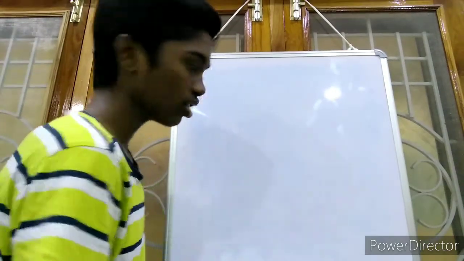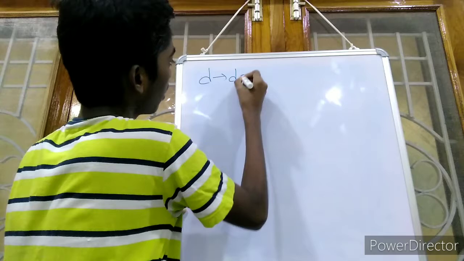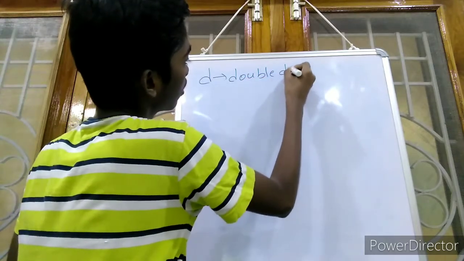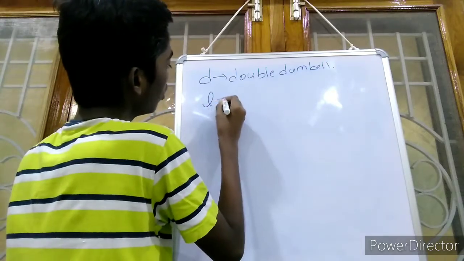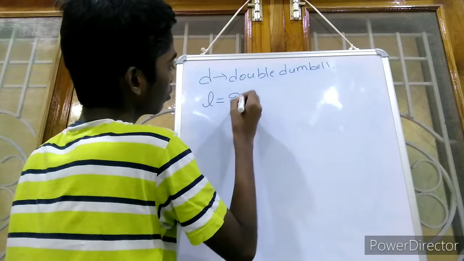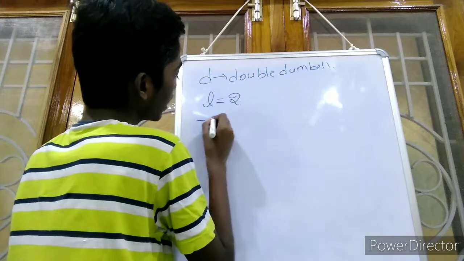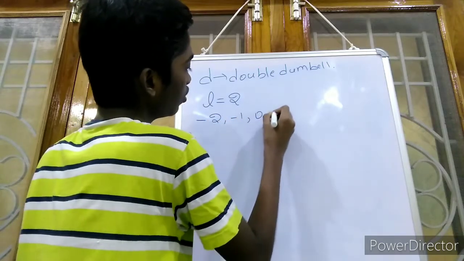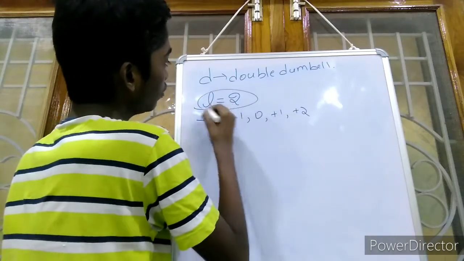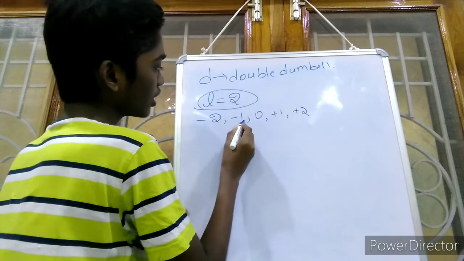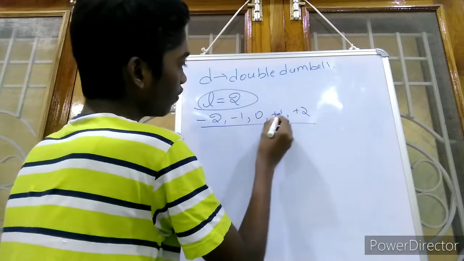So coming to orbital d. Now we'll know about orbital d. We know that the shape of orbital d is double dumbbelled. And we also know that the value of l for orbital d is 2. We can write this 2 as -2, -1, 0, +1 and +2. According to the magnetic quantum number, we can write the l value 2 for orbital d as -2, -1, 0, +1 and +2. So there are a total of 1, 2, 3, 4, 5.